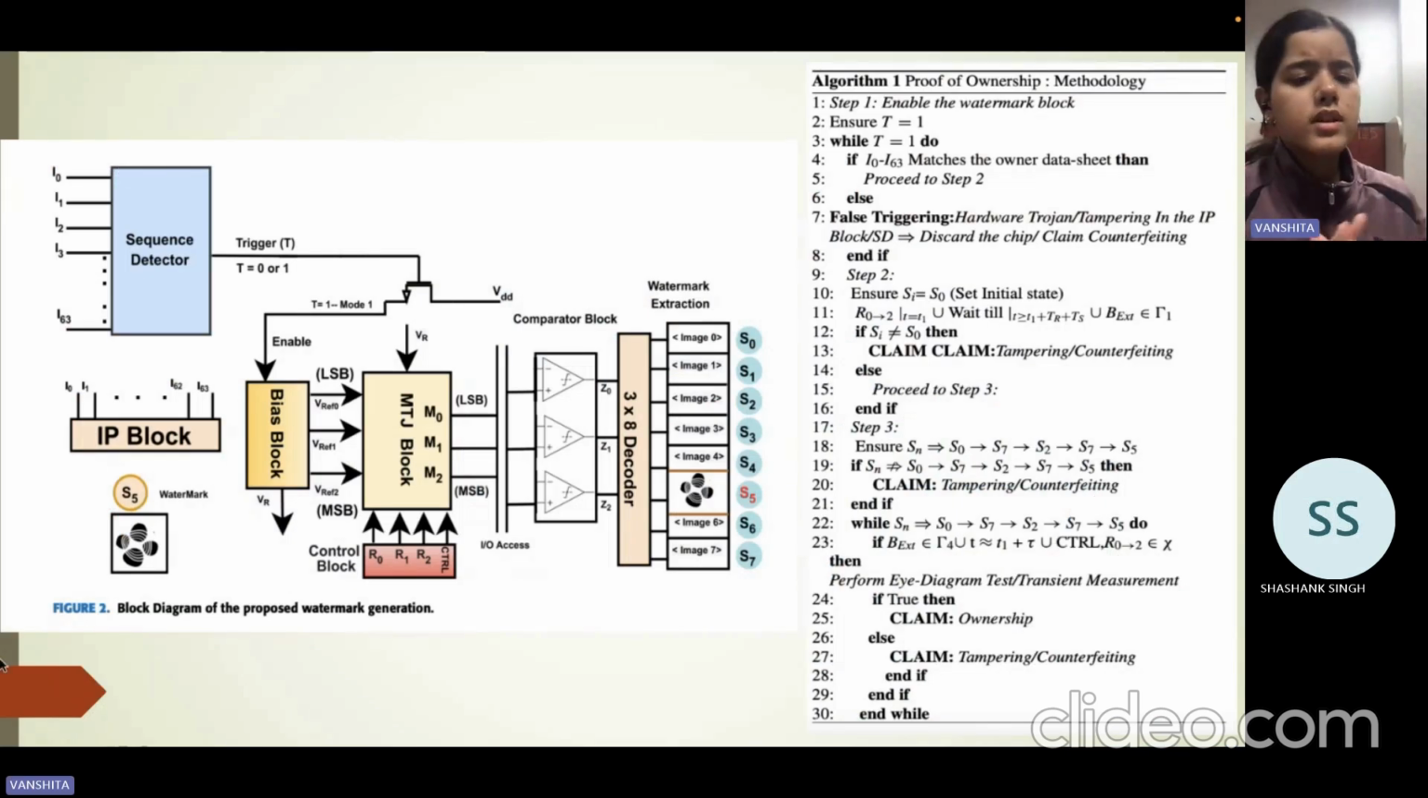So here is the block diagram of the proposed watermark generation on the left, and on the right we have the algorithm of proof of ownership.